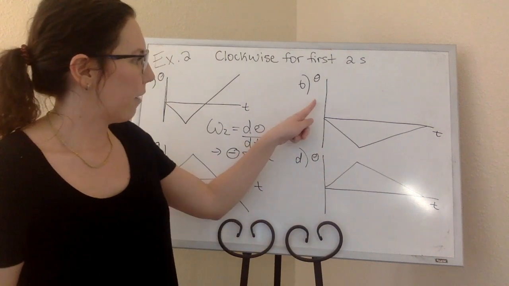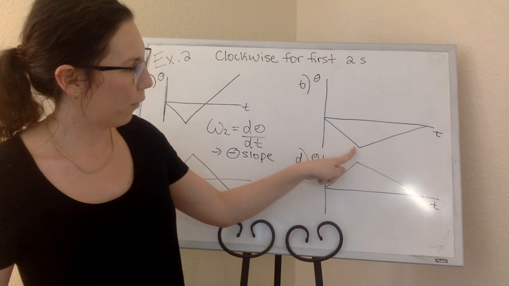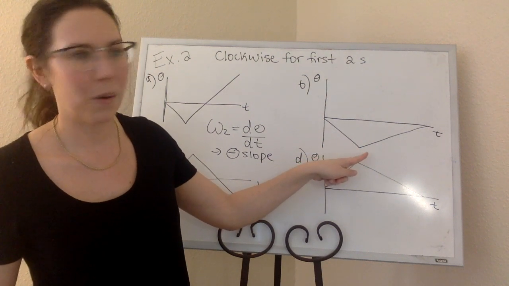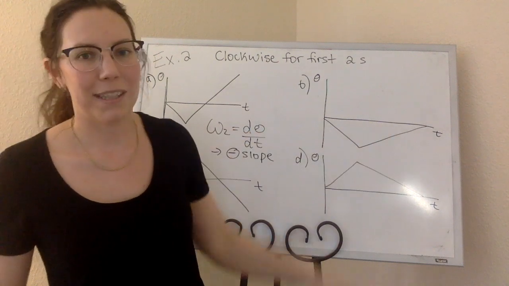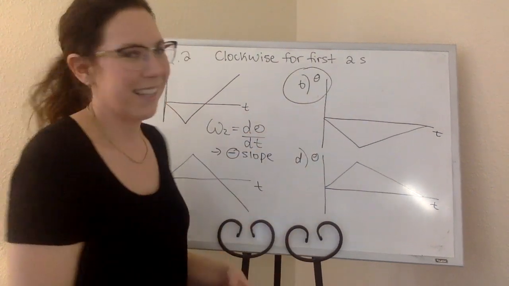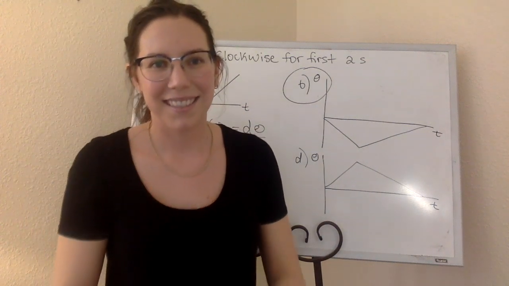But this is B, right? So this is our negative slope for the first 2 seconds, then it reverses direction, now it's going counterclockwise, and then it returns to its initial position. So B is the correct graph in this case.